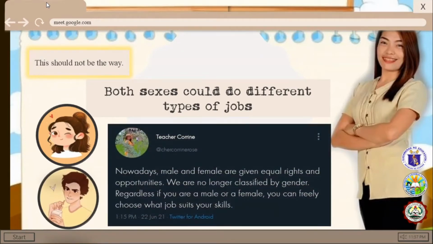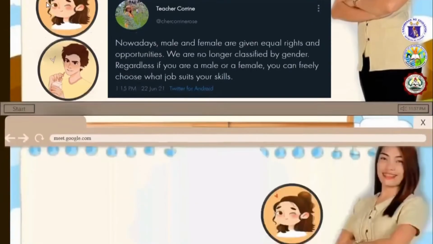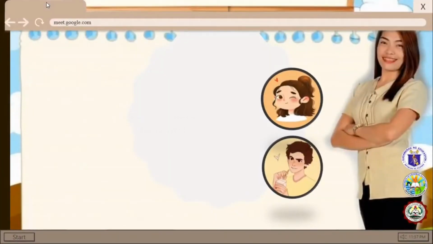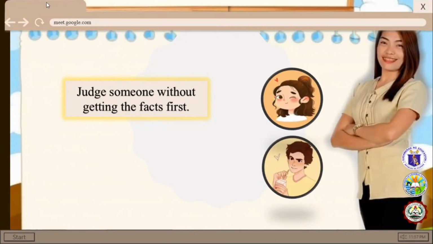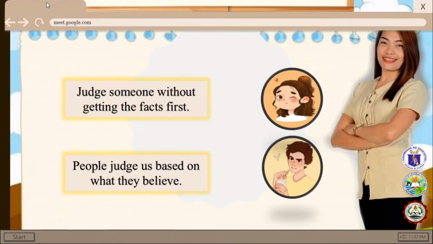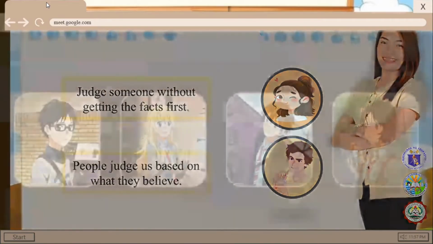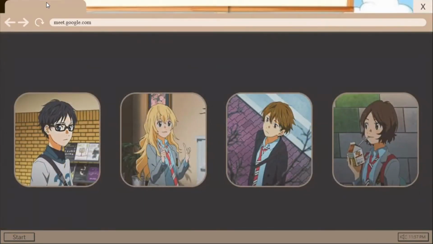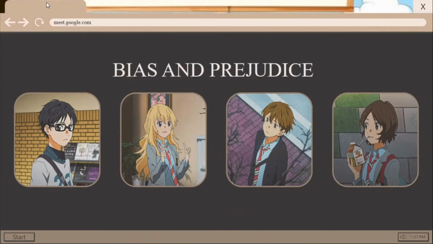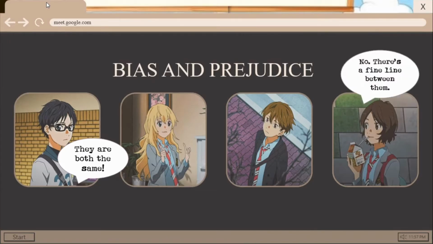Nowadays, male and female are given equal rights and opportunities. We are no longer classified by gender. Regardless if you are a male or a female, you can freely choose what job suits your skills. Sometimes we judge someone without getting the facts first. And there are also times that people judge us on what they believe. These thoughts and actions are what we call bias and prejudice. You may say that they are both the same, but there is a fine line between them.